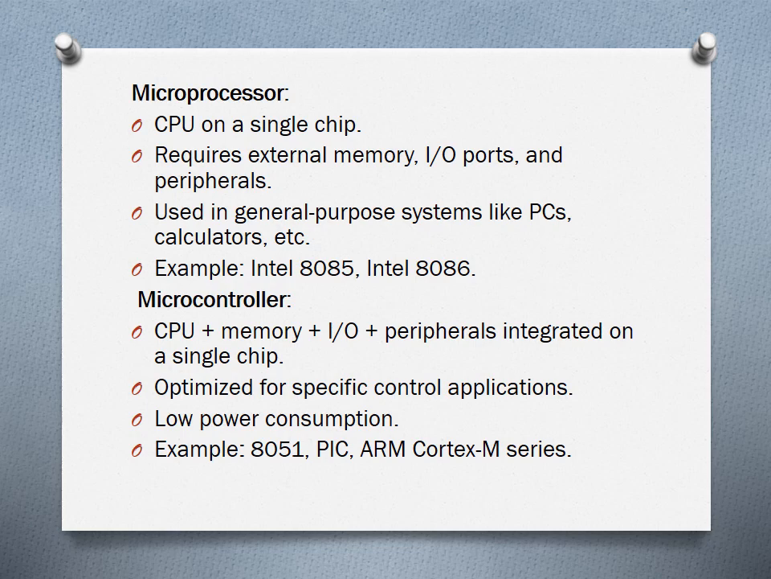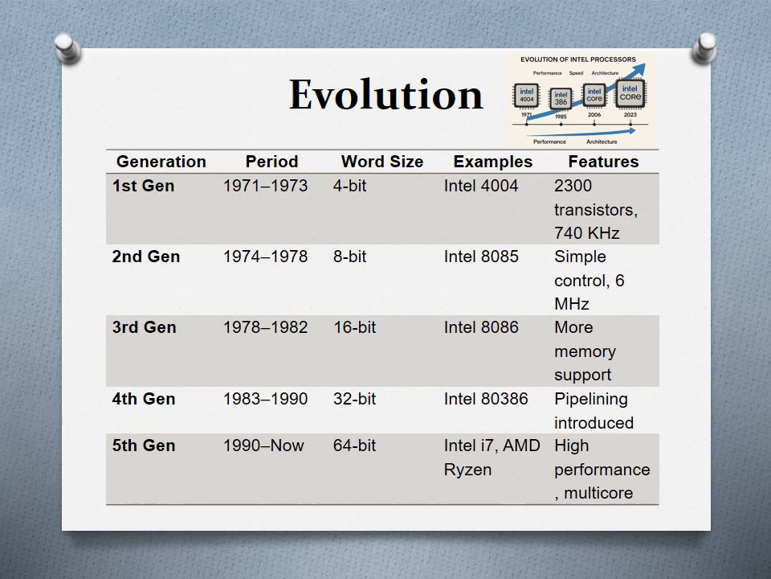And examples are 8051, PIC, ARM, Cortex M4. And coming to the evolution, you have first generation, second generation, fifth generation, and it goes on. You can see something like word size. You have 4-bit, 8-bit, 16-bit, 32-bit and 64 bits. What do you mean by that?